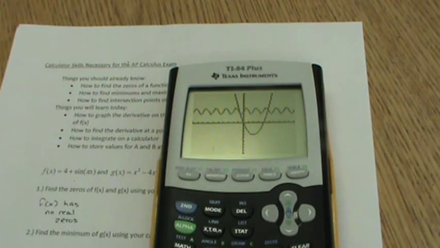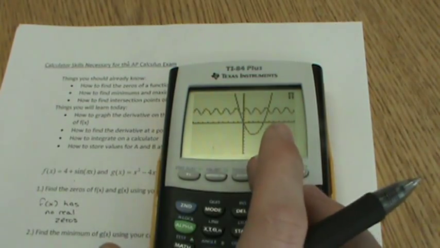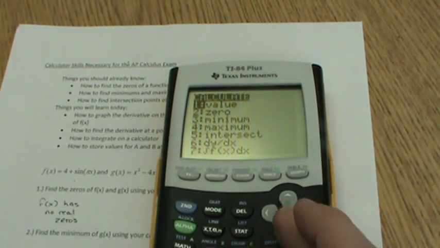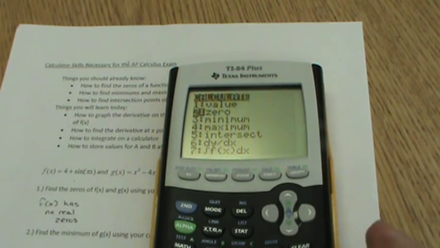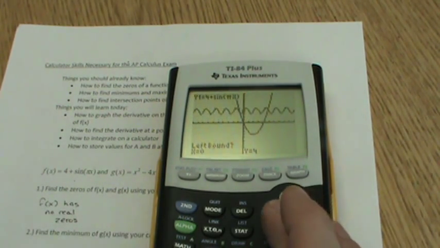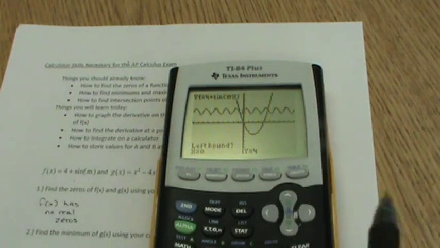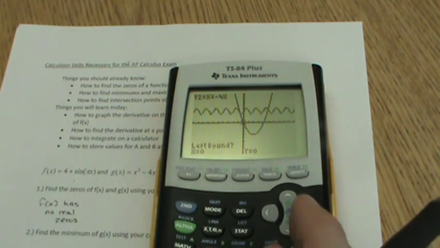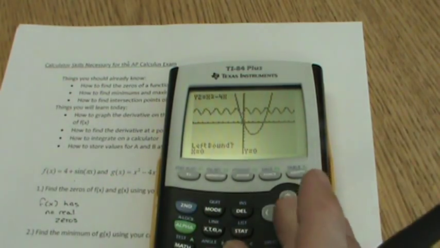And g of x, we can go ahead and find those using the calculator. So in order to do that, we're going to do second trace. That takes us to our calc menu. And we're going to do 0. All right, so I'm going to go down to 2. Right now y1 is highlighted, so I'm going to go to y2, so I'm going to go down. That puts me at y2.